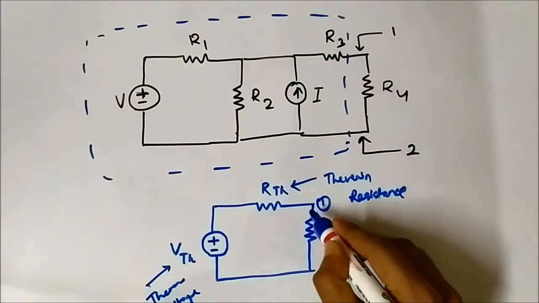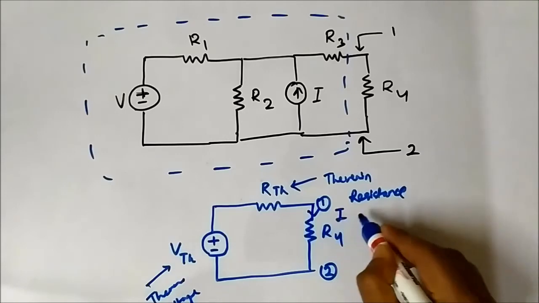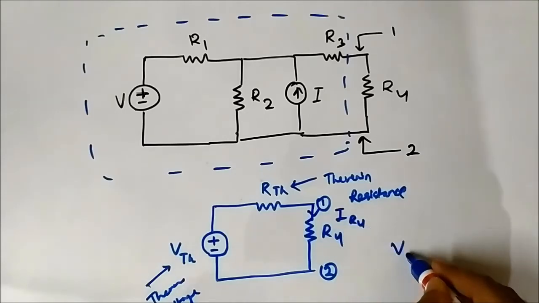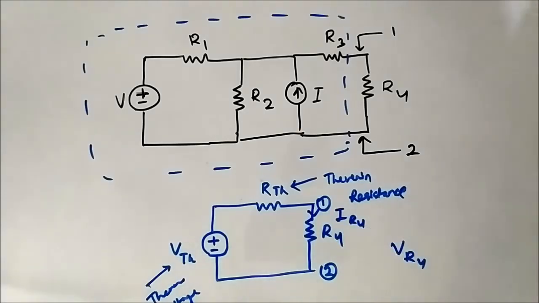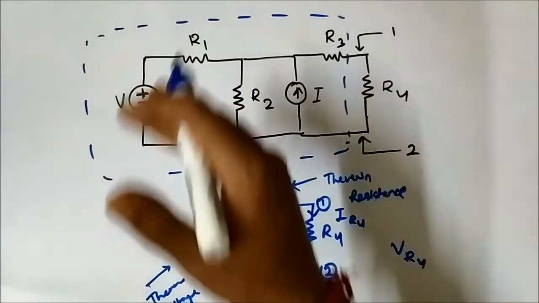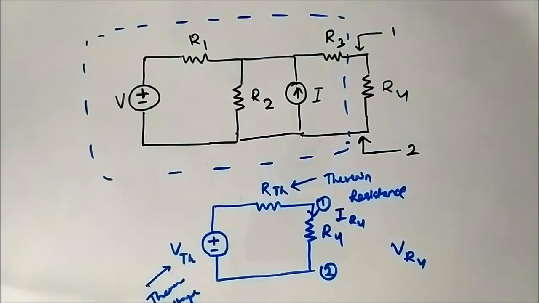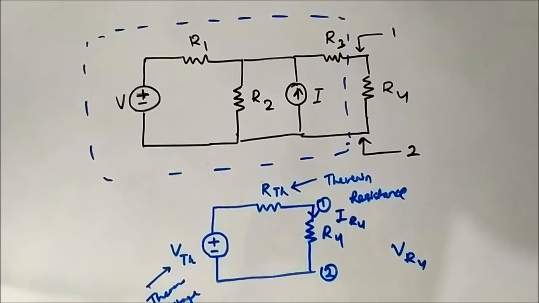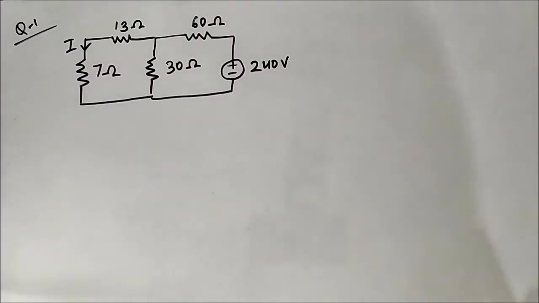This is the whole point of Thevenin's theorem. Now we can determine the current flowing through R4, or we can determine the voltage drop across R4, whatever we want to do. Okay, it simplifies the circuit. So now we will discuss how to apply Thevenin's theorem with the help of suitable examples. Okay, so this is the first question that we are going to discuss on the application of Thevenin's theorem.